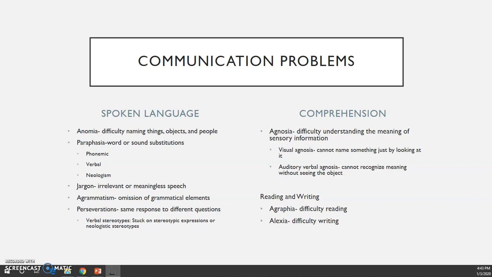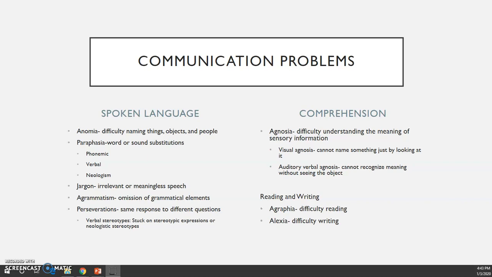For the receptive side of language or comprehension, there's agnosia, or difficulty understanding the meaning of sensory information, and we're going to break that down into two separate types. We have visual agnosia, which means that if I'm looking at an object, I can't name it just by looking at it. So if I hold my glasses in my hand, I can see that there is an object in my hand, but I can't tell you that they're glasses, and I can't tell you that they're different from keys, or a tie, or a pen.